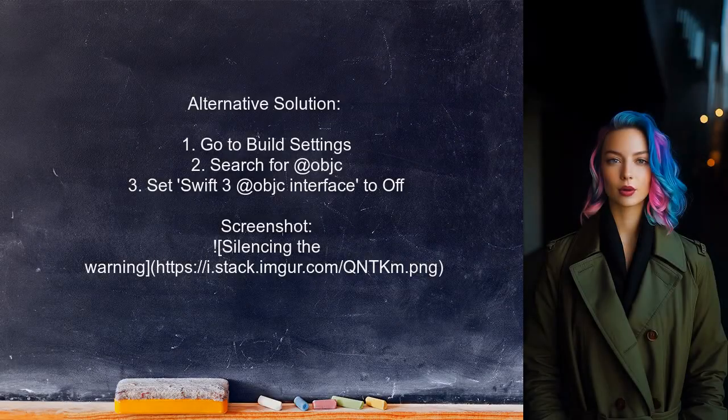An alternative solution to the @objc inference deprecation issue is to adjust your build settings. First, go to Build Settings in Xcode, then search for the keyword @objc. Finally, set the value of Swift 3 @objc Inference to off. This will silence the warning without needing to add @objc to your methods.